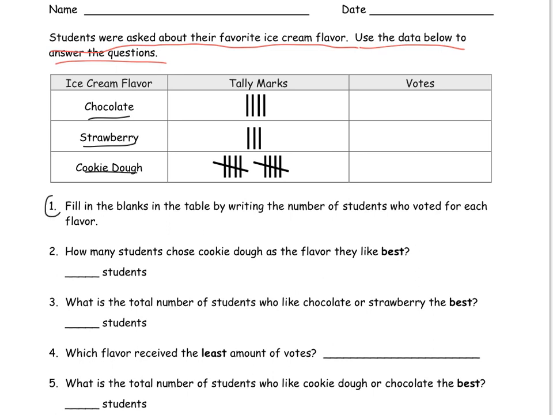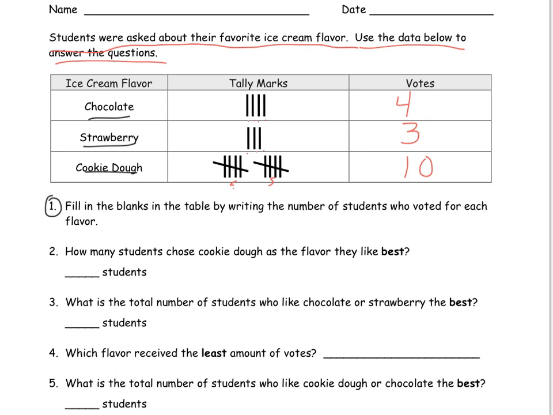So number 1 states, fill in the blanks in the table by writing the amount of students who voted for each flavor. So I'm going to count these tally marks and then write the votes over on the right. So my tally marks, I have 1, 2, 3, 4. So 4 people voted for chocolate. 1, 2, 3 voted for strawberry, and then I know that these bundles of 5 means that I have 5 and another 5, which is 10. So 10 votes.